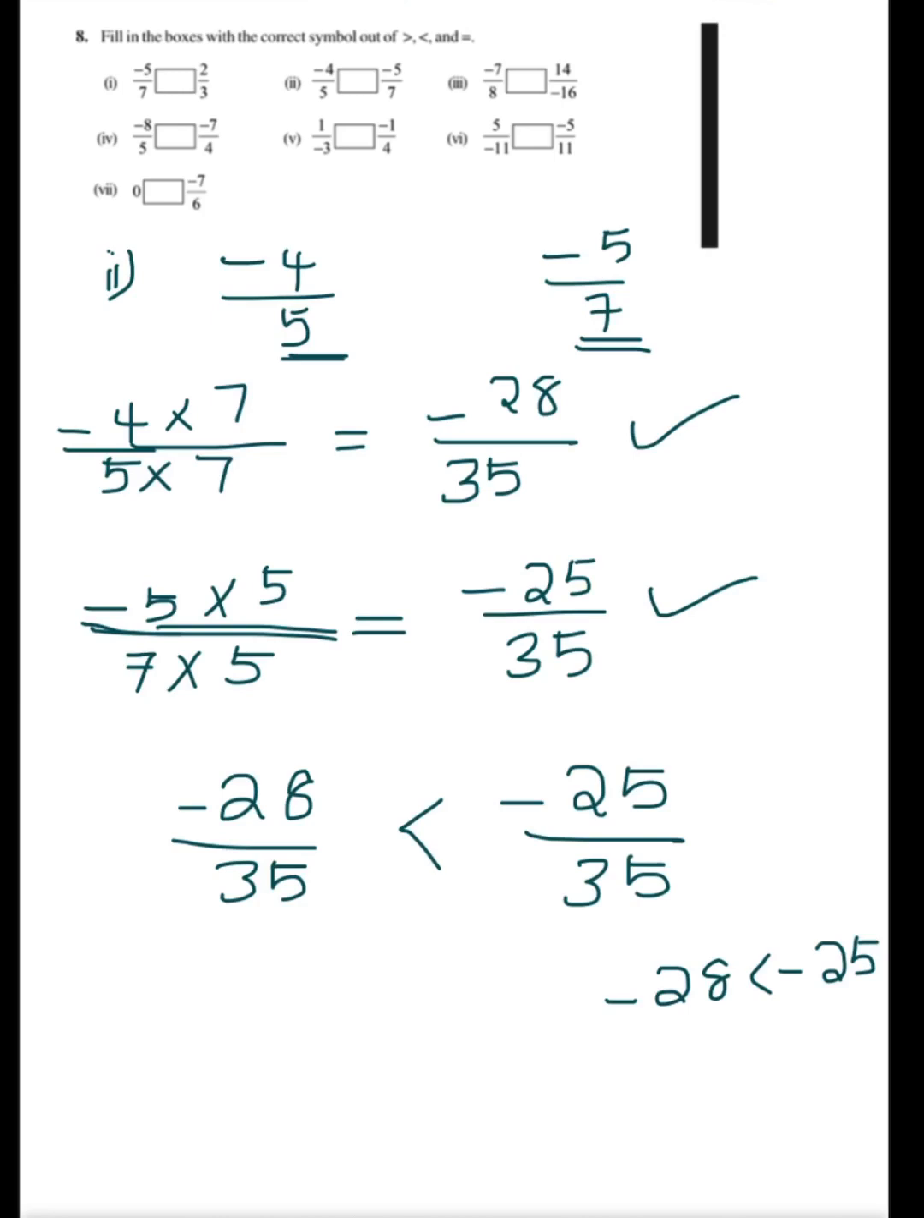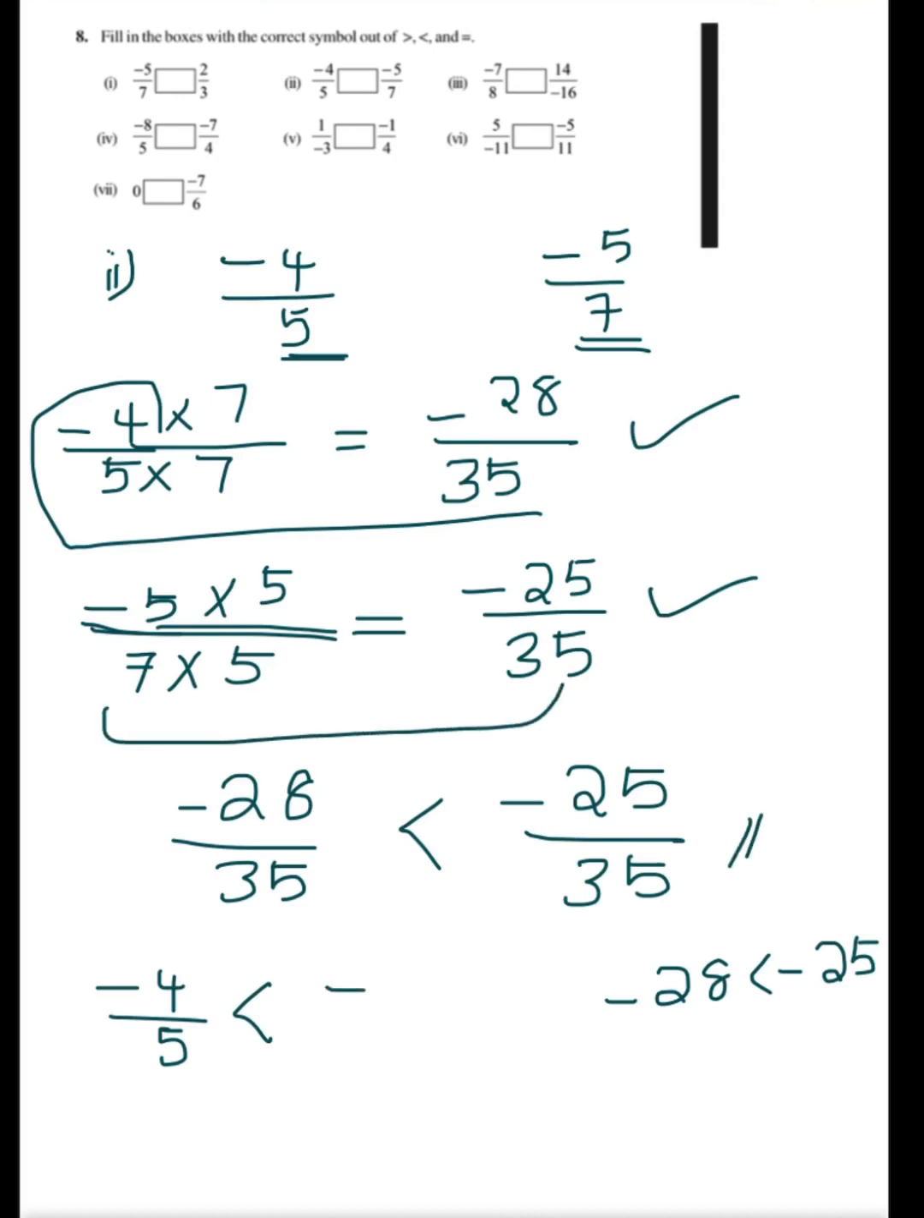Okay. So instead of minus 28 by 35, what was the number? It was minus 4 by 5. So you can say minus 4 by 5 less than, instead of minus 25 by 35, what was that? Minus 5 by 7. So minus 4 by 5 is less than minus 5 by 7. Okay, so that is the answer for the second one. Now let's see the third one.